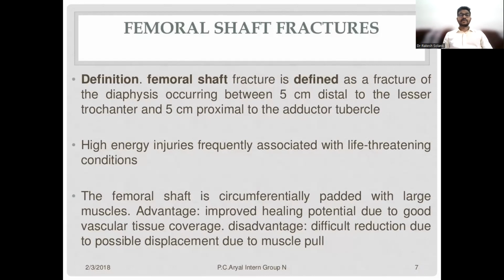High energy injuries are frequently associated with life-threatening conditions due to the heavy blood loss and chances of the fat embolism. The femoral shaft is circumferentially padded with large muscles. The advantage is that improved healing potential due to good vascular tissue coverage, and the disadvantage is that difficult reduction due to possible displacement due to severe muscle pull.